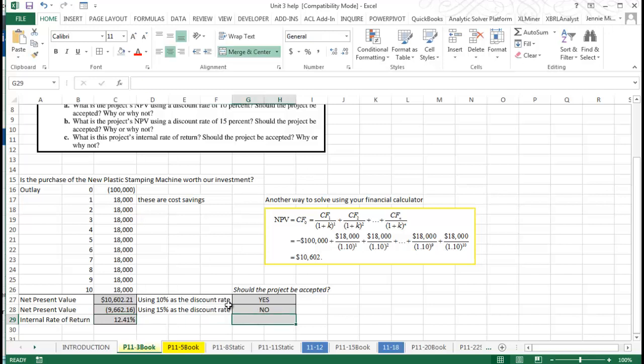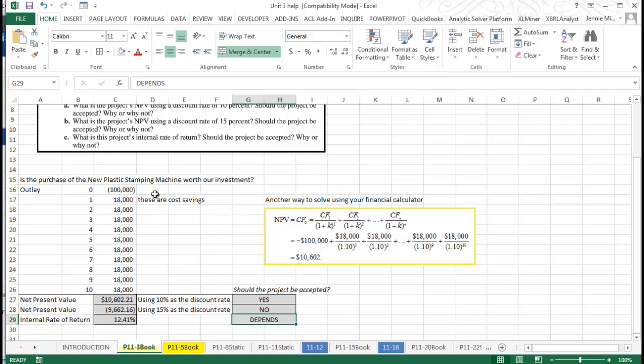Then, should the project be accepted, I'm going to put depends. The reason I'm saying it depends is because I don't know exactly what my cost of capital is. Is it 10% as the discount rate in part A, or is it 15%? If it's 15%, I would not accept it because it's below that 15% discount rate. If it's 10%, I would say yes, I would accept it. So my answer has to be it depends.